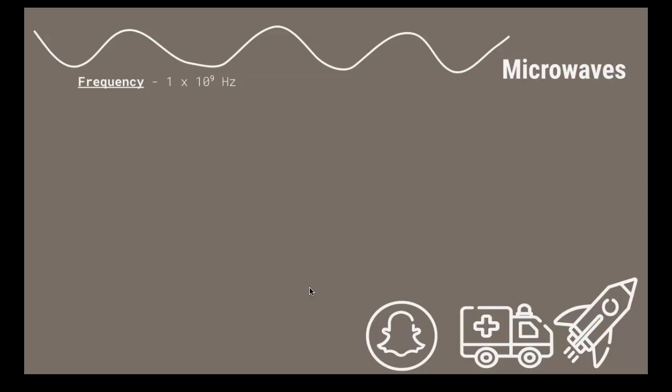Microwaves are the next one on our spectrum. They're going to be a little bit more frequent because their wavelength is a little bit shorter. So they're about 1 meter. Again, it's an approximation.